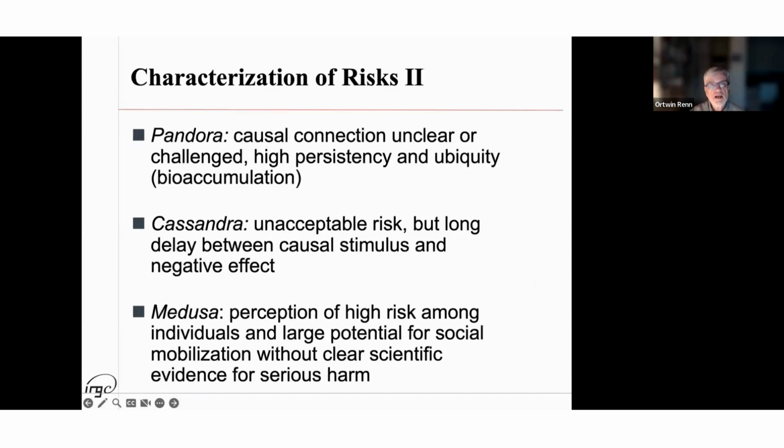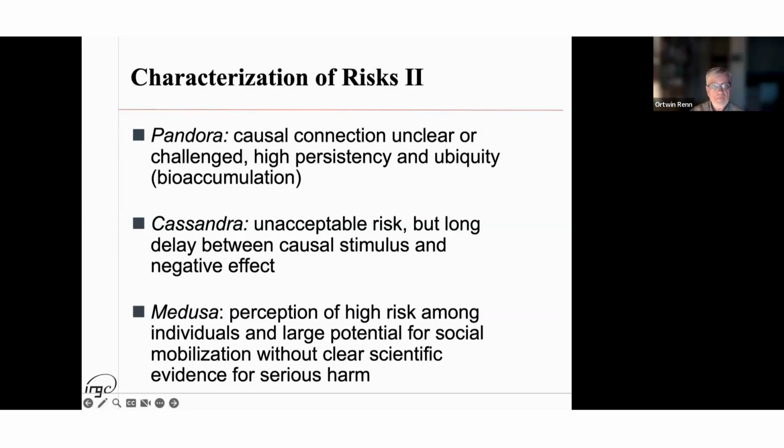Pandora: causal connection unclear or challenged, high persistency and ubiquity. So this is the one I said before. Then the Cassandra is an unacceptable risk, but with a long delay between causal stimulus and negative effect. That's normally the case, but it's basically a risk that's not being taken seriously, just like Cassandra was not taken seriously. And Medusa: perception of high risk among individuals and high potential for social mobilization without clear scientific evidence for serious harm.